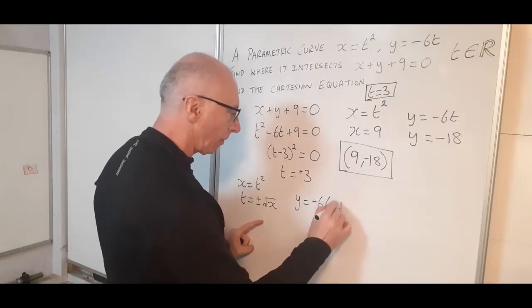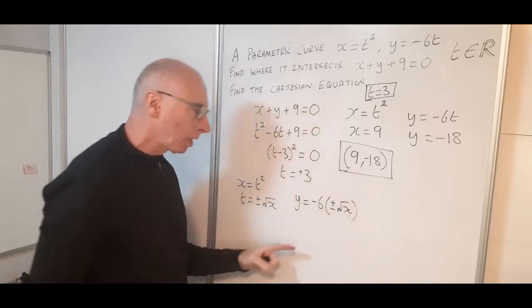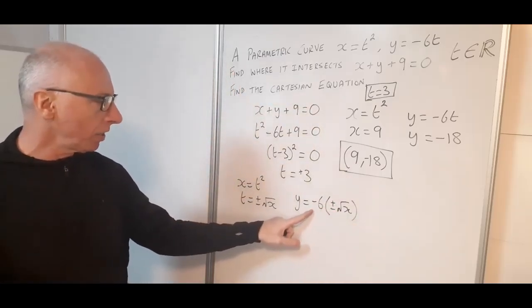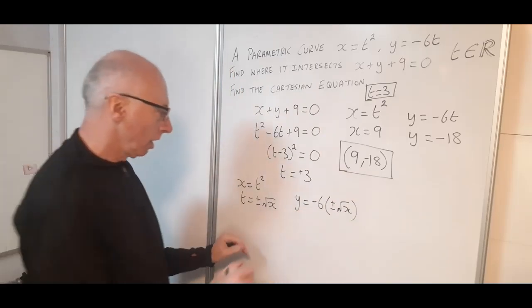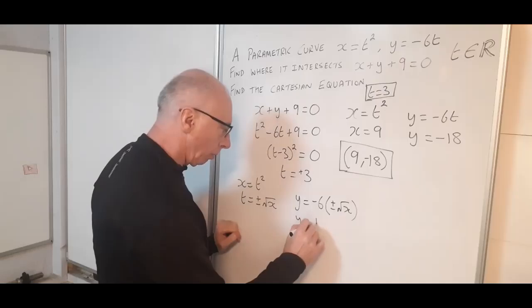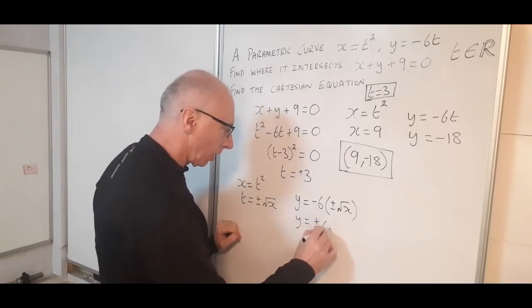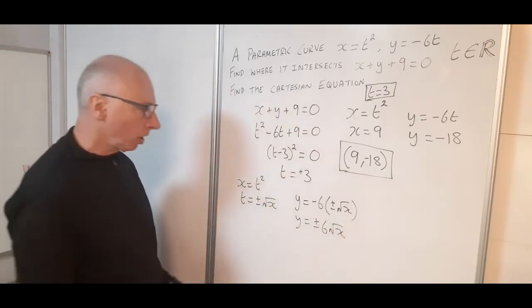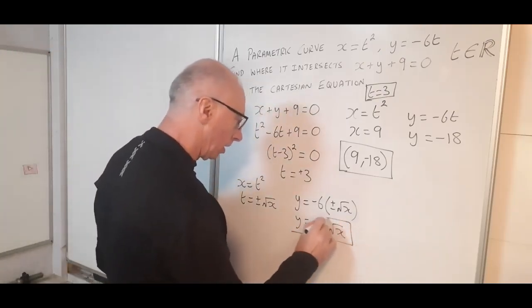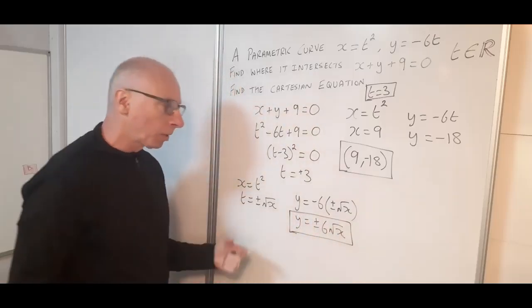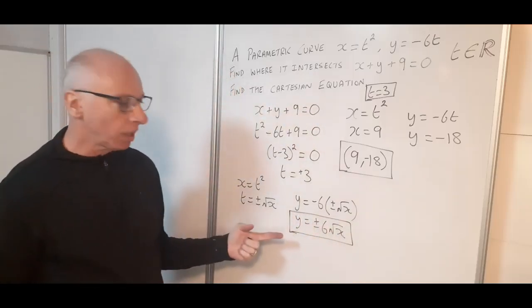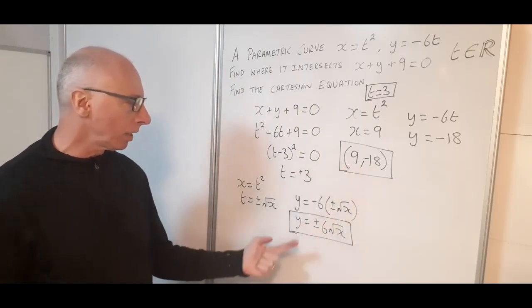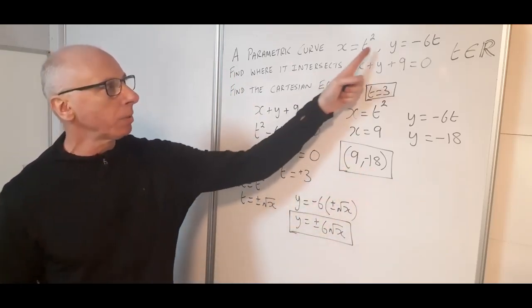So if I just put that for now, we can see we're going to have a definition here for our y. Y equals plus or minus 6 root x. So that's our Cartesian equation for that. And then I'm going to put a graph on the end of this video so you can see the intersection point and that this also represents this.